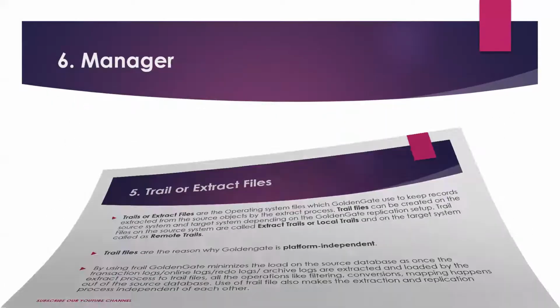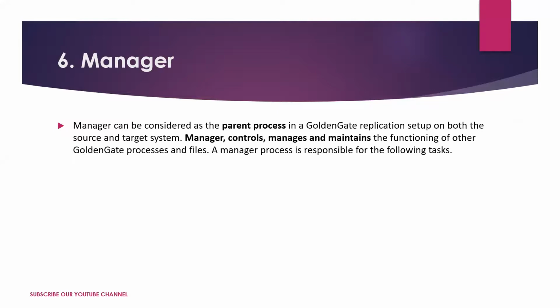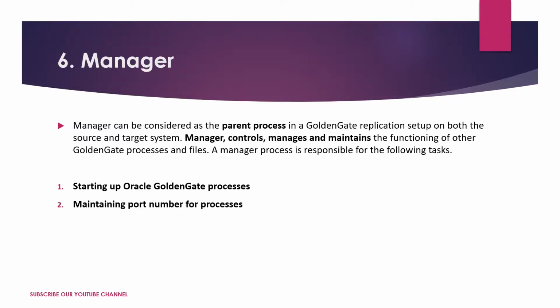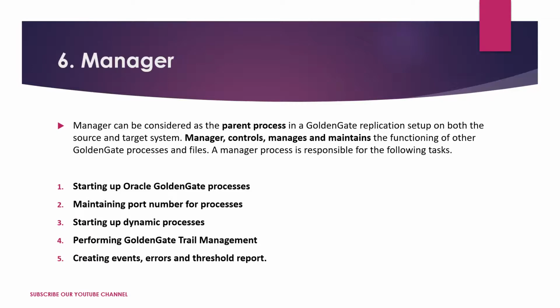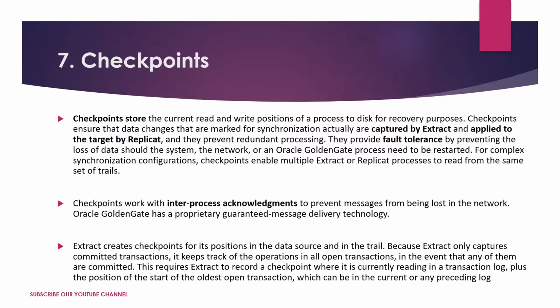So moving further, we have the manager process. As we all know, manager can be considered a parent process in a Golden Gate replication setup, on both source and target database systems. Manager controls, manages, and maintains the functionality of other Golden Gate processes and files. The manager process is responsible for tasks like starting up Golden Gate processes, maintaining the port numbers for the processes, and starting up the dynamic processes. It also performs Golden Gate trail management and creates event and error threshold reports. All these operations are managed by the manager process.